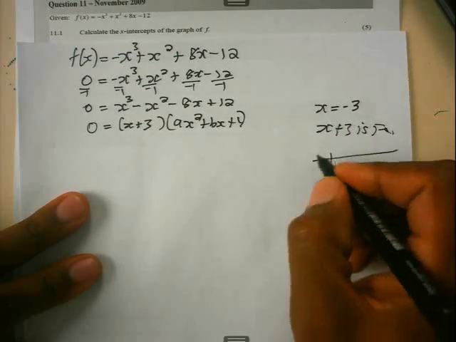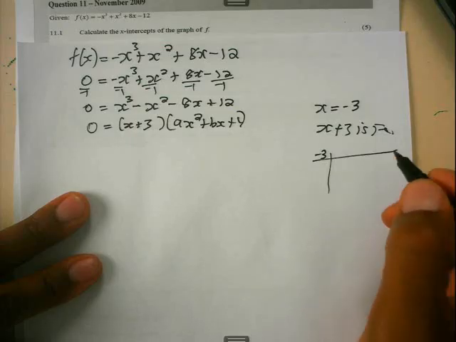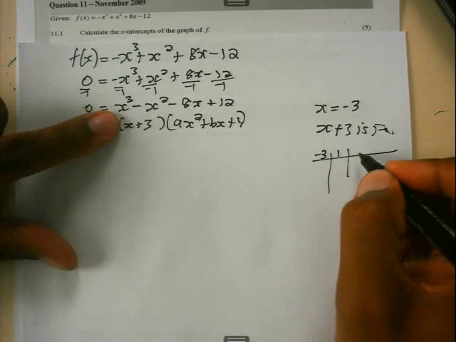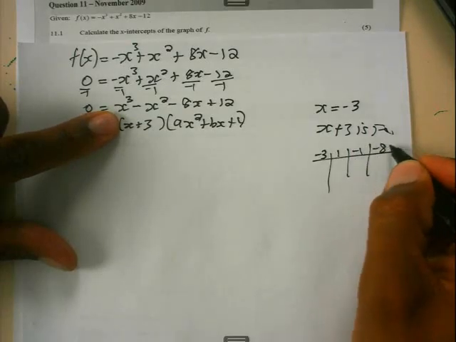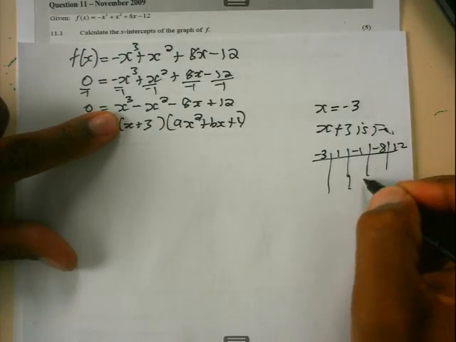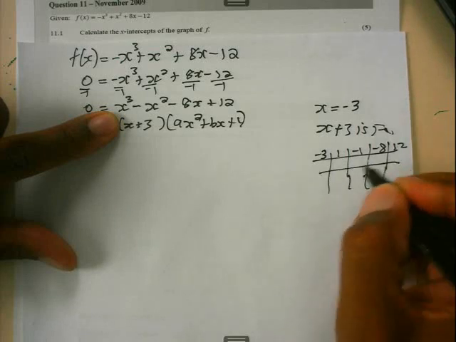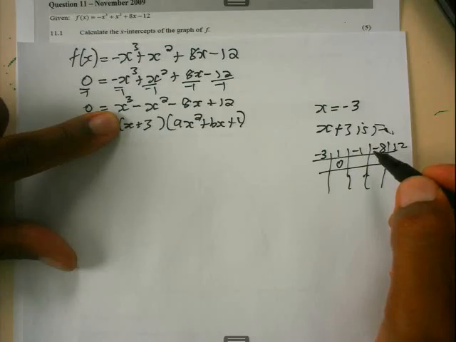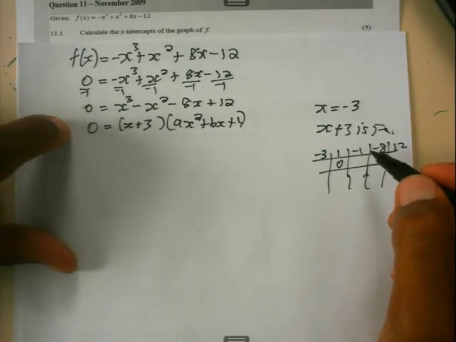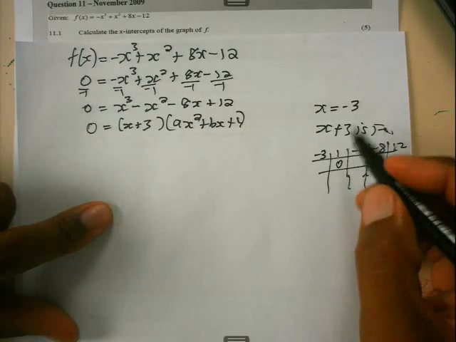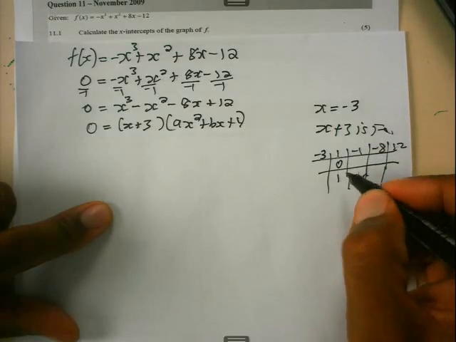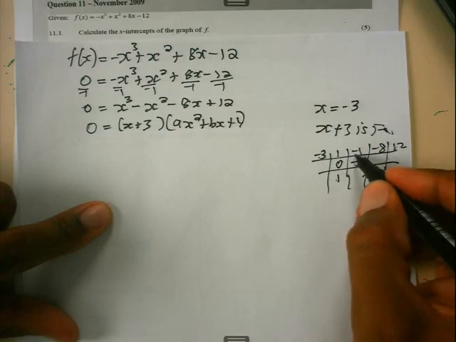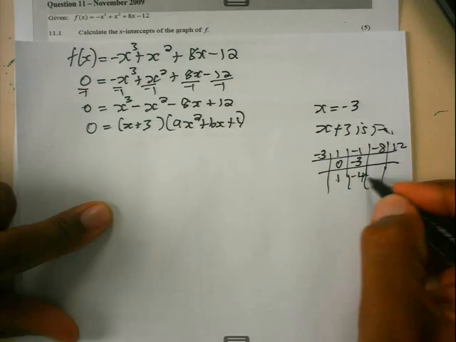Of course, boys and girls, here I will put my factor, minus 3. And now we take the coefficients 1, minus 1, minus 8 and positive 12. Right, boys and girls, 0 here. Why 0? Because when you substitute minus 3 in there, we are going to get y as 0. Then 1 plus 0 is 1. Now we take minus 3 times 1, it is minus 3. Then minus 1 minus 3 is minus 4.